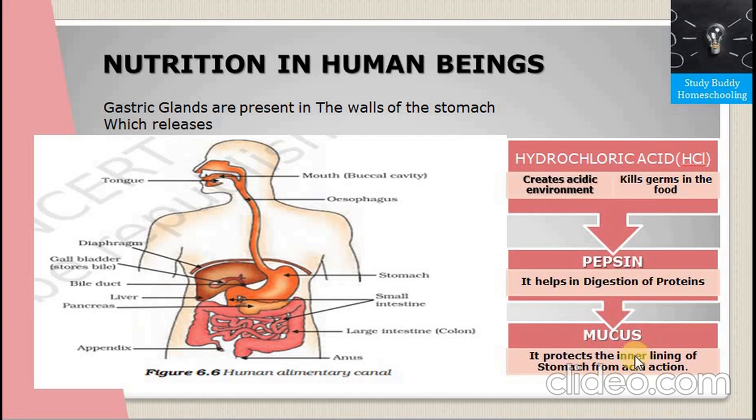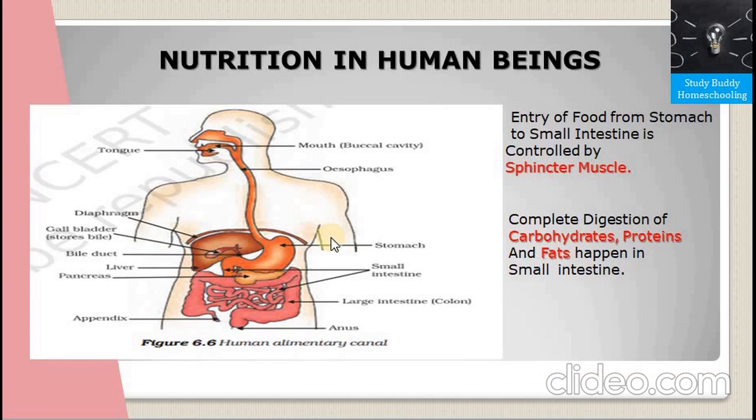You would have heard about the term acidity. That's because HCl is being secreted more and enough food is not being supplied. That's why we say we should take food on time. So now in the stomach what happens is proteins are broken down partially, and an acidic environment is created, and from there the food passes into small intestine.